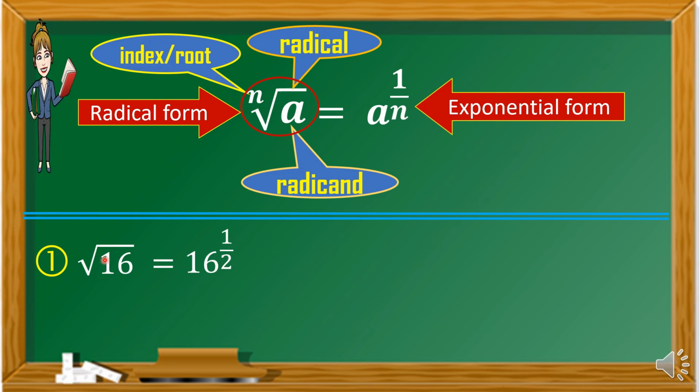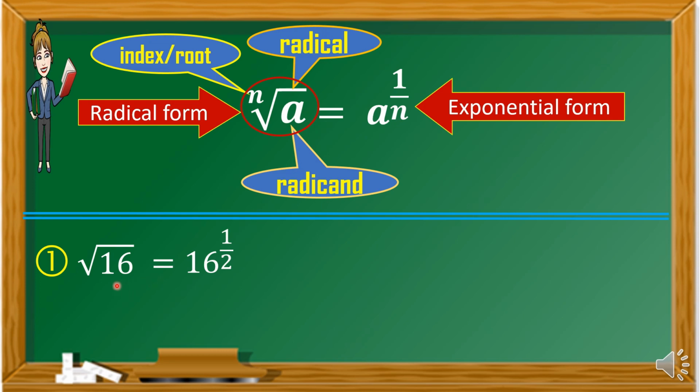Observe na kahit wala kayong nakitang index dito sa ating given, ang pinakamababang index po natin kapag gumamit tayo ng radical symbol ay 2. Kapag walang nakitang number or index dito na nakasulat, that is 2. Or meron tayong invisible na 2. Kaya naging 16 raised to the power of 1/2 itong square root of 16 kapag nire-write natin into exponential form.